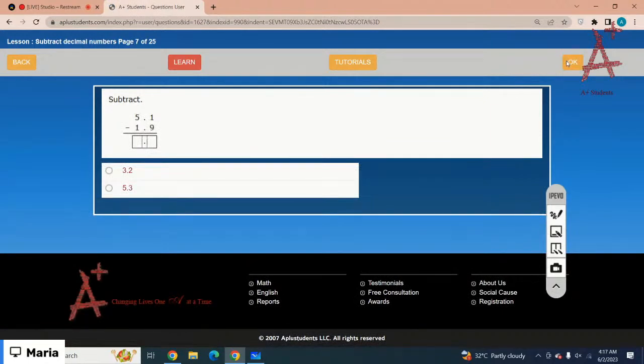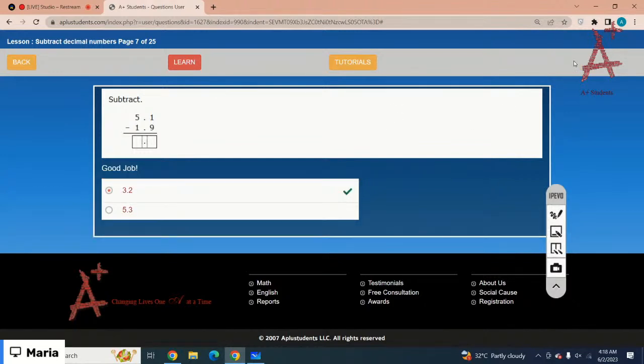Okay, subtract 5.1, take away 1.9. So which is the correct option? You cannot subtract 1 out of 9, so you have to borrow 1. It would be 11 take away 9 is 2 and 4 take away 1 is 3. So that would be 3.2 is the correct option.